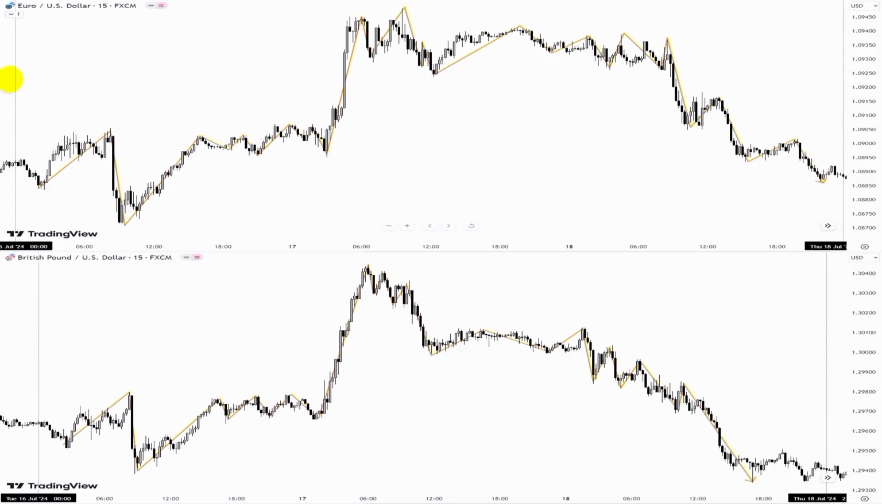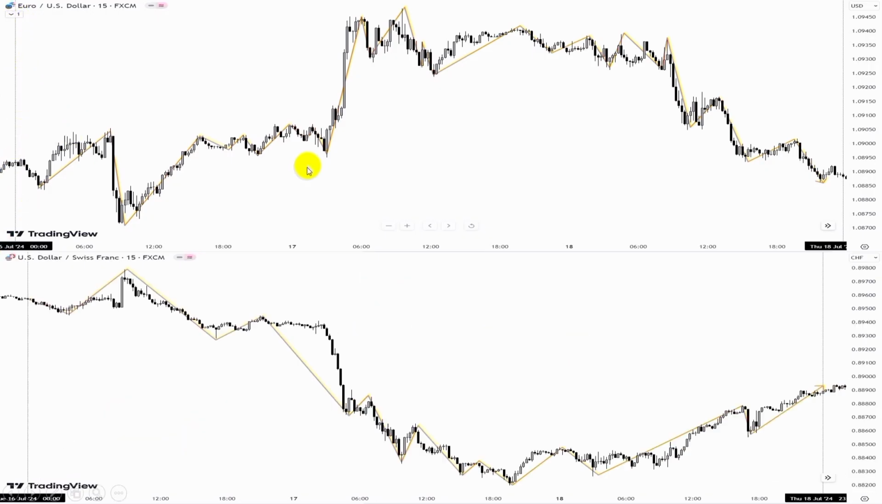Because they are both European countries. Now, when you look at the next example we have, which is the Euro USD and the USD CHF, what you're going to see is that these pairs are negatively correlated. The Euro USD is trending to the upside here, while the USD CHF is trending to the downside here. You can see that momentum movement to the downside here, but in the Euro USD we have a momentum movement to the upside.